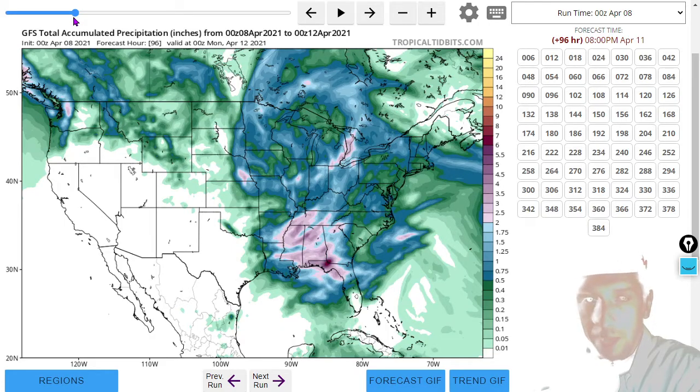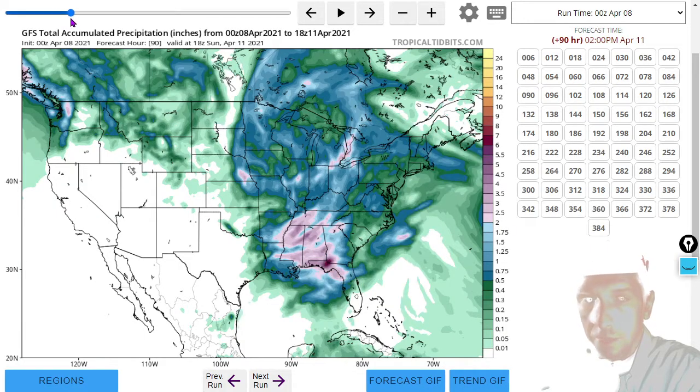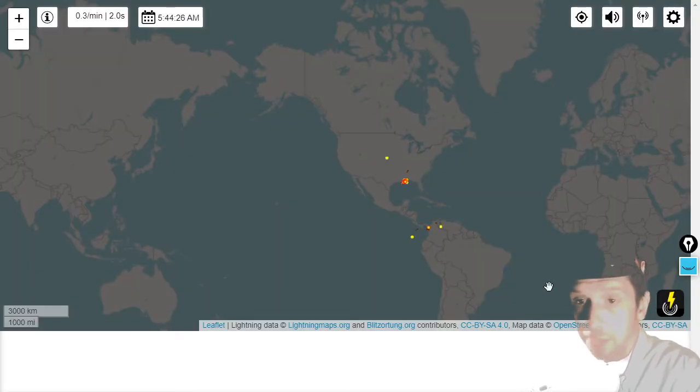Here's the total accumulated precipitation forecast, and we're expecting quite a bit of rain here, especially in the Florida Panhandle. This is through 1800 Universal Time on Sunday, April 11th. So forecasting for like 6 inches of rain there, 6 or 7 inches of rain there in the Florida Panhandle as of now, according to the GFS forecast.